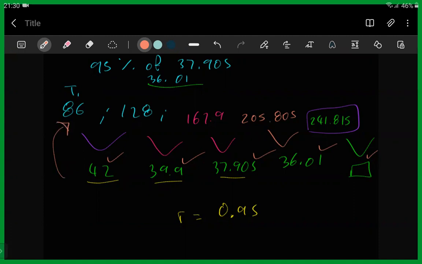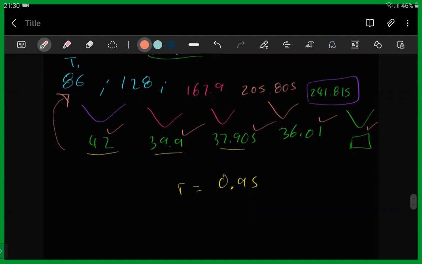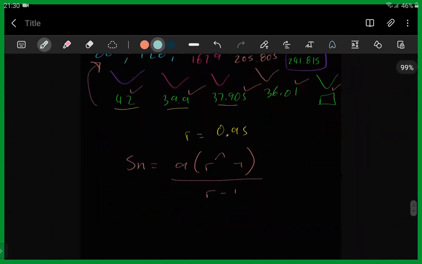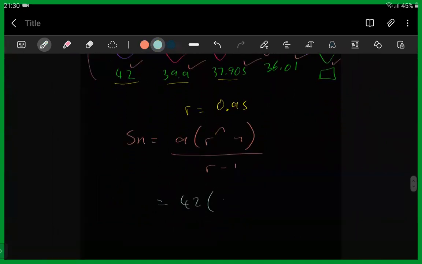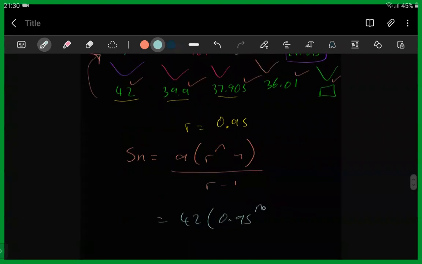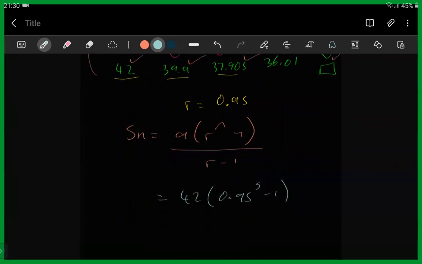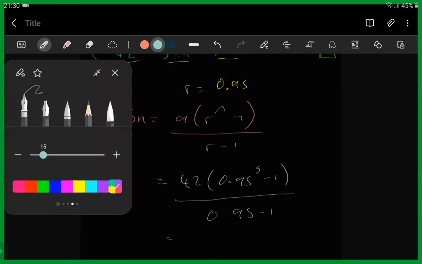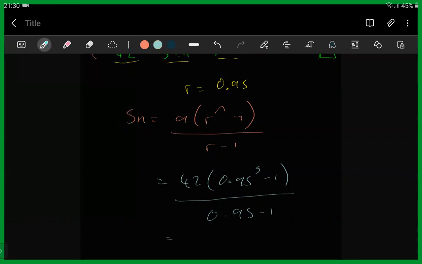That's easier to do because you just have to work out the sum of the first 5 terms in this sequence and then add them to 86. So in your SN formula, you'd have a(r^n minus 1) over r minus 1. Our A here is just 42, our R is just 0.95, and our N is 5, the first 5 years of growing. What do we get in the calculator?